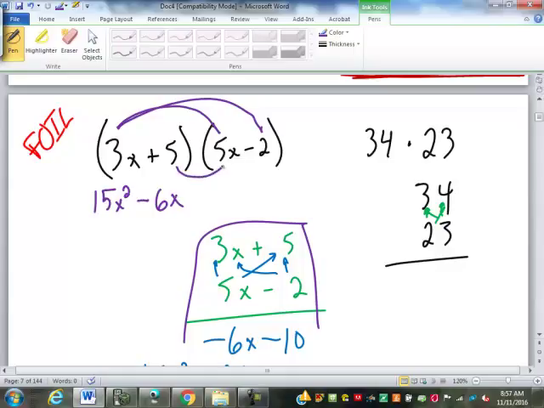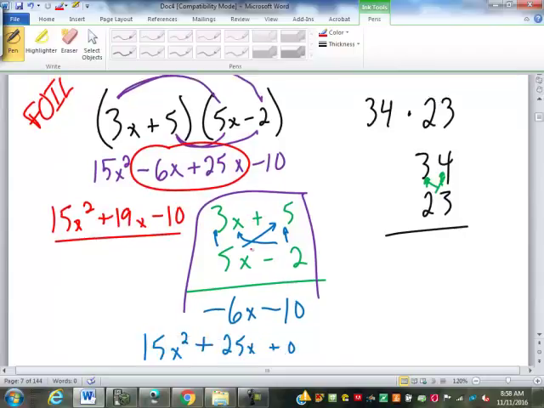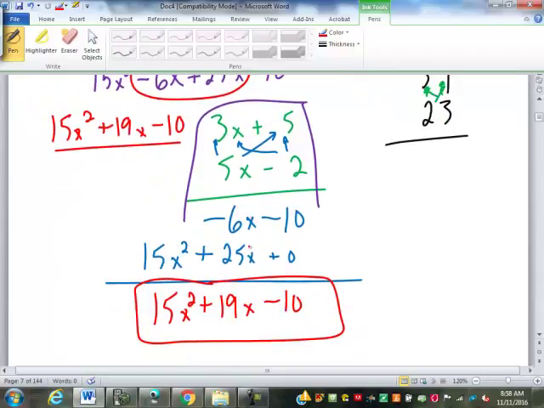I stands for the inside digits. 5 times 5x is a positive 25x. And L stands for the last digits. 5 times negative 5 is a negative 10. So you can combine there. You've got the 15x squared. You can combine the negative 6x and the positive 25x to make a positive 19x, and the negative 10. Notice it's the same answer. This way is shorter, but the long way is really the actual way of doing it.